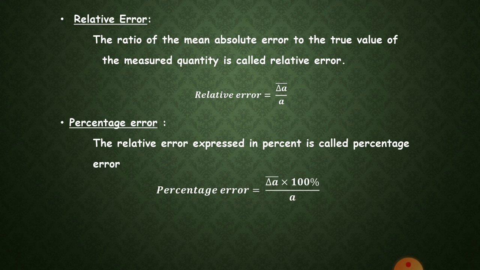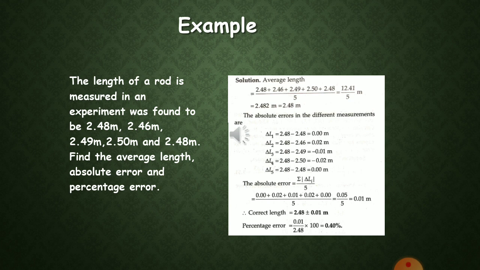The next one is the percentage error. When the relative error is expressed in the form of percent, then it is known as percentage error. Dear students, all these errors we will study with the help of an example. For example, the length of a road is measured as 2.48 meter, 2.46 meter, 2.49 meter, 2.50 meter, and 2.48 meter. Find the average length, absolute error, and percentage error.